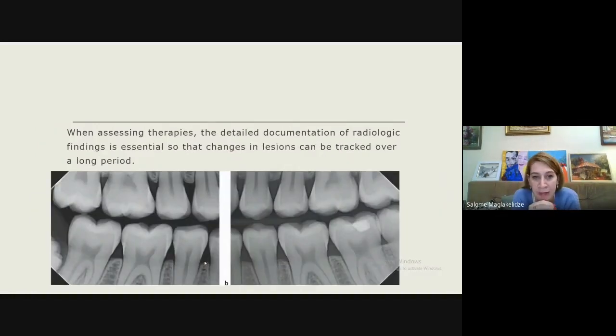So, when assessing therapies, the detailed documentation of radiologic findings is essential so that changes in lesion can be tracked over a long period. So for you to know, this is not only because I want to see what's going on the X-ray, but it's mandatory to have the documentation and history of the patient. And you should always have X-rays before you start treatment and after you start treatment.